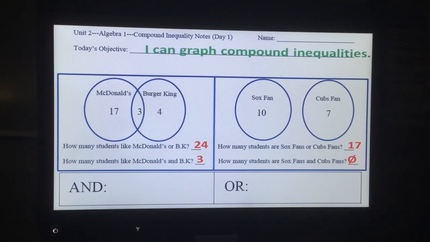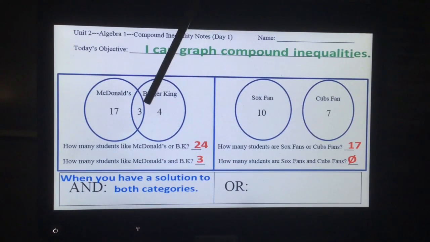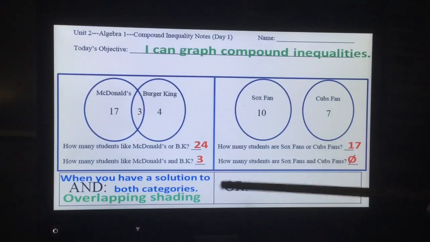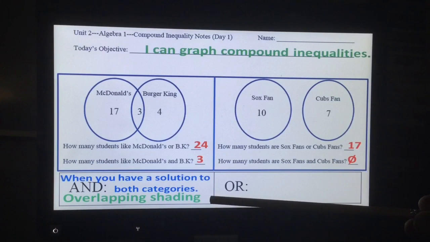Now, the difference between and and or when it comes to the inequality. What I want you to write down for and is when you have a solution to both categories. Okay, like over here, the solution to both categories was the 3, because the 3 is in both circles. It's because this person likes McDonald's and Burger King. The solution over here was no solution, because there is no one in both circles. Okay, so for the and, they have to say yes to both. So they have to both be shaded. Now, what you want to put here is overlapping shading. Now this is going to make more sense when we go to the next slide.